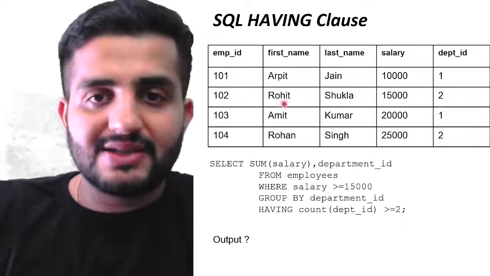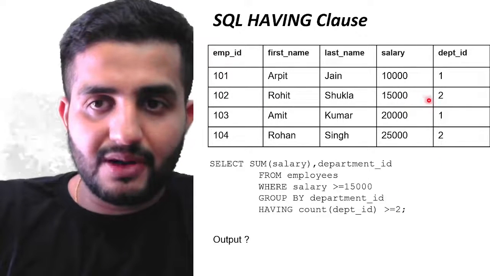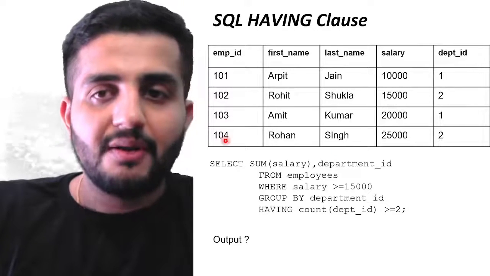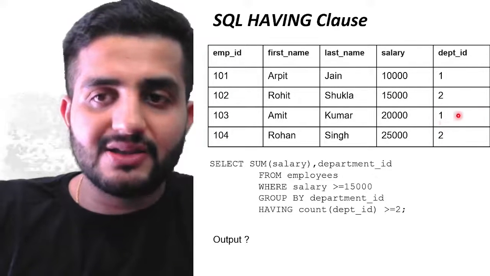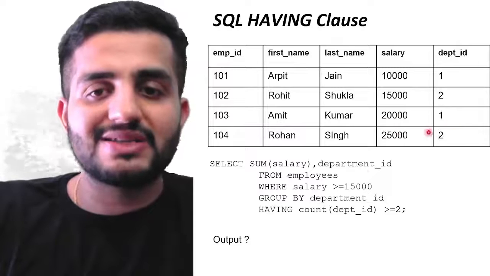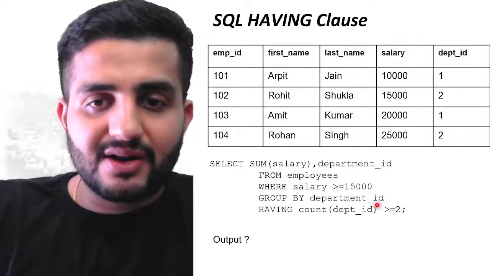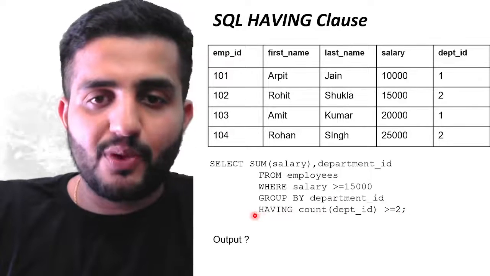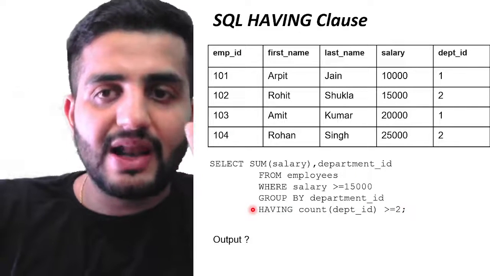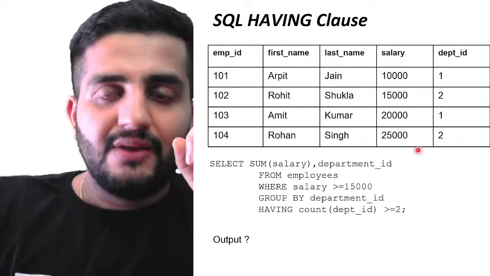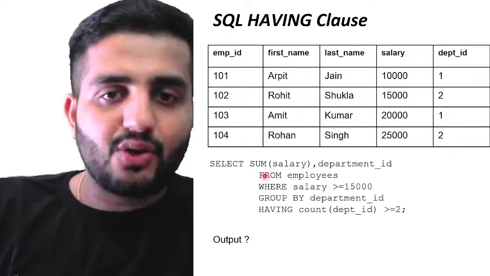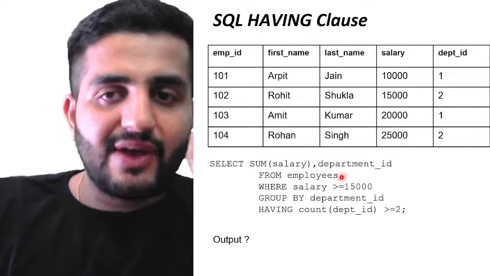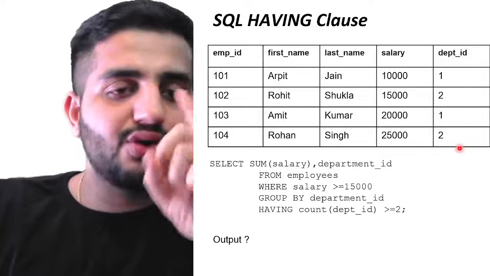So now in this case, yes, the department ID 2 is having the 2 rows, basically 102 and 104, but the department ID 1 is only left with 1 row. So basically this will get filtered out here. So my department ID 1 will get filtered out at this point. So the output will have only 1 row with 2 columns, and the column names would be sum of salary and department ID, and the values would be 40,000 and 2.